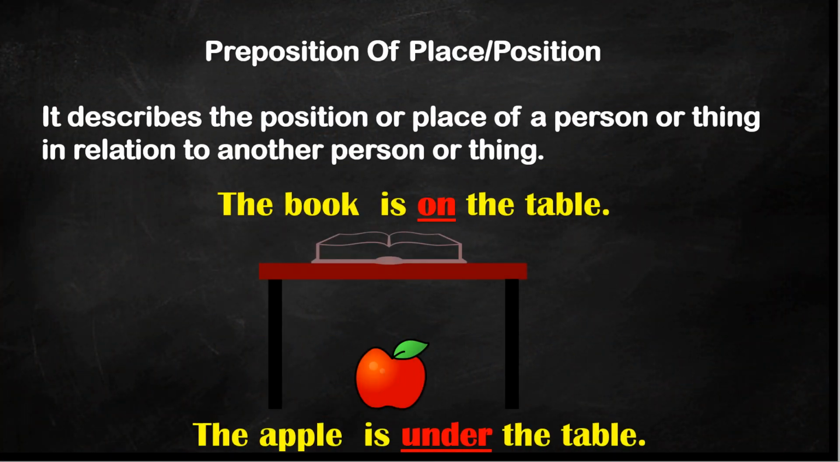Now, the preposition of place or position describes the position of a person or a thing in relation to another person or thing. Here, you see the book is on the table. Whenever you see an object coming in direct contact with another object, the book is an object, the table is an object, and it is coming in contact with the table, therefore we use the preposition on. Similarly, another way in which you could describe the preposition of place is, where is the apple? It is placed under the table.